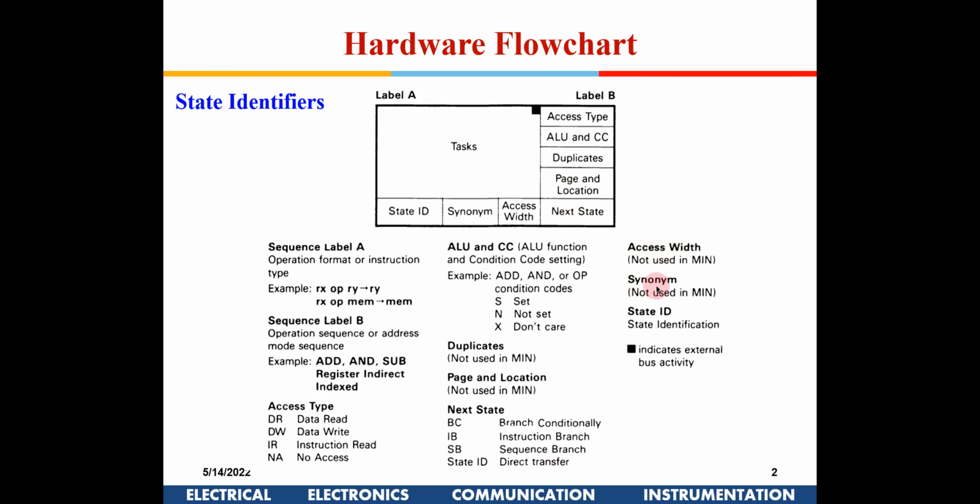Now access width and synonym, these things are not used. This is the state ID. For each of these things we have to give some name, so that it becomes the identification label of this entire block. So we see some examples, then things will be clear here.